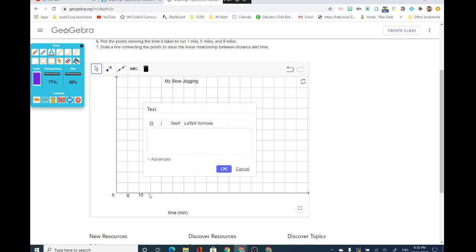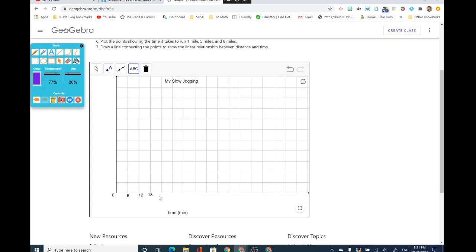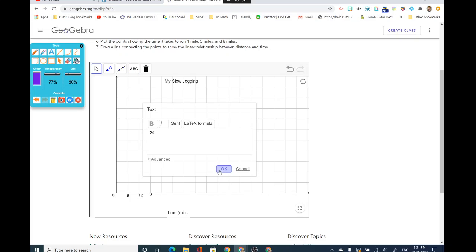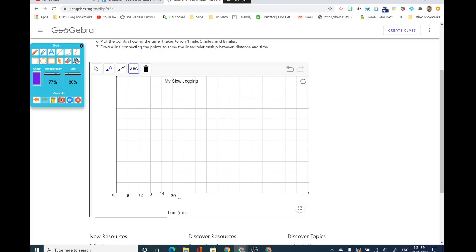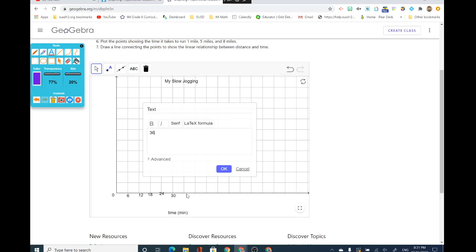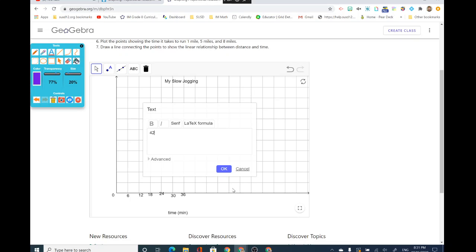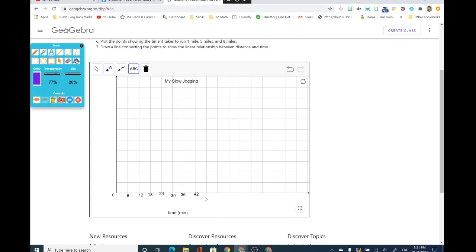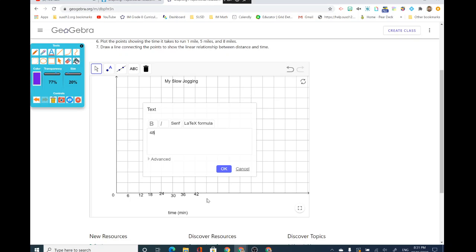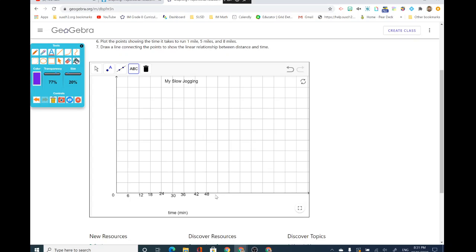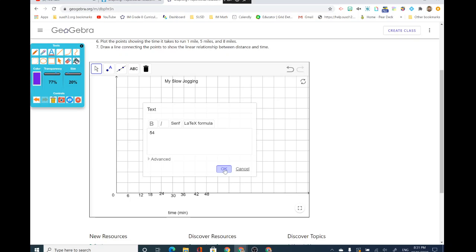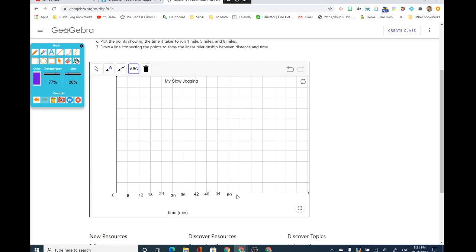6, what's after that? 18 minutes. We're counting by 6s. 24 minutes. 30 minutes. 36 minutes. Count by 6s. 42 minutes. Yeah, this is going to take a minute. 48 minutes. 54 minutes. This is a good chance for me to practice counting by 6s too. 60 minutes. 66 minutes.